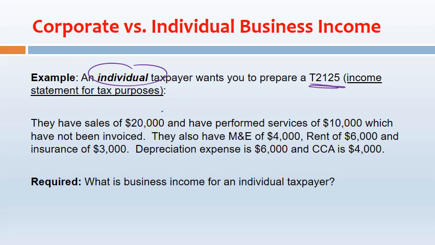So we've got some sales of 20 grand, and this is interesting here. They've performed services of $10,000, which they haven't invoiced. They also have meals and entertainment expenses of $4,000. They have rent of $6,000 and insurance of $3,000. Depreciation expense is $6,000. CCA is $4,000. So how would you calculate the business income for an individual taxpayer using a T2125? We'll go through it on the next slide.